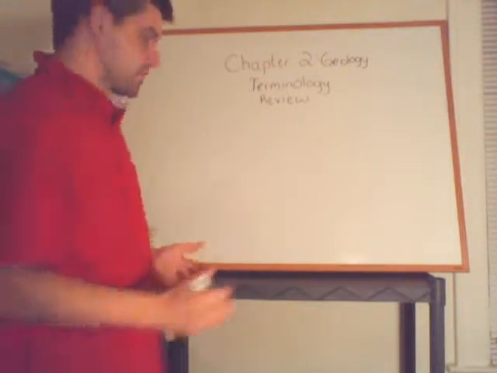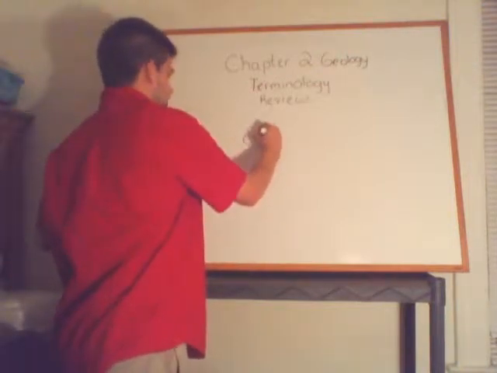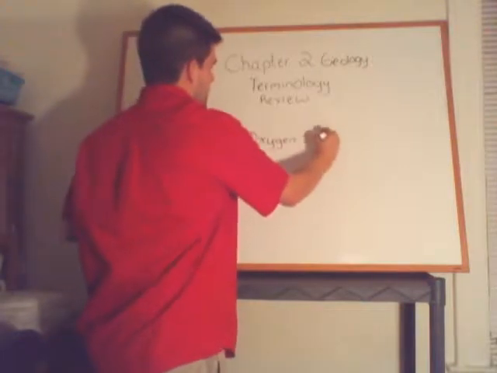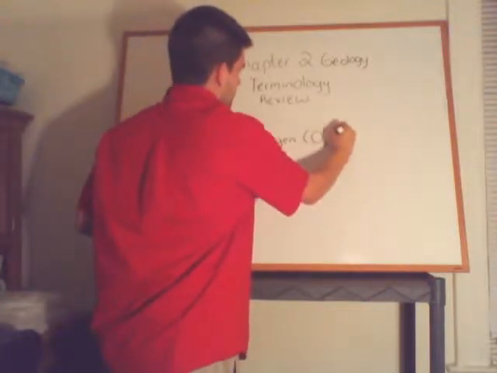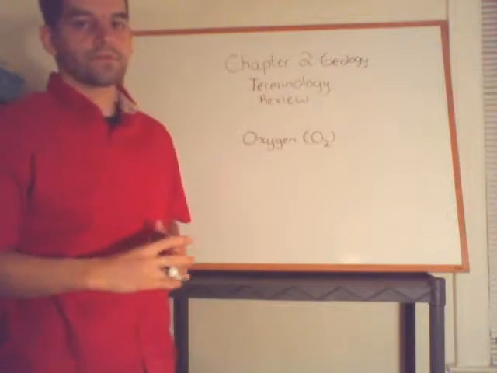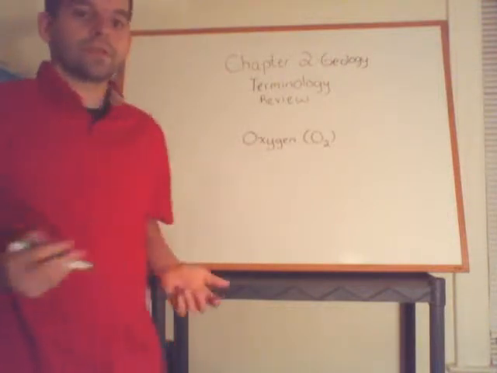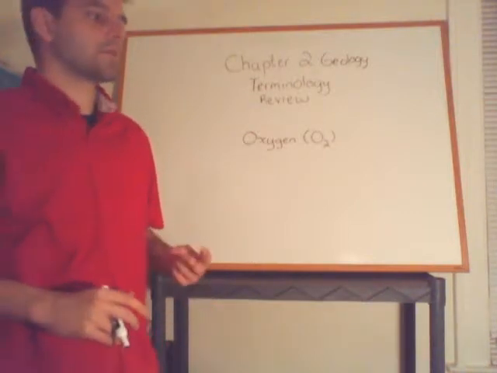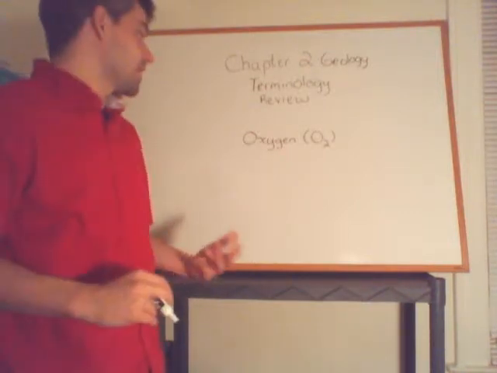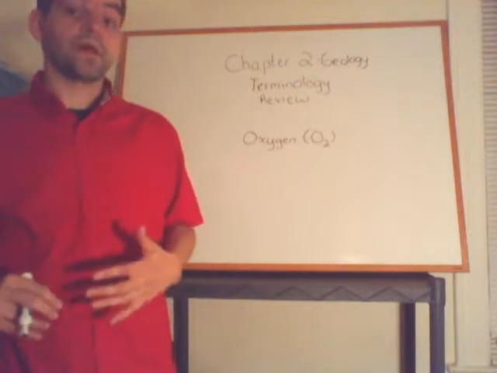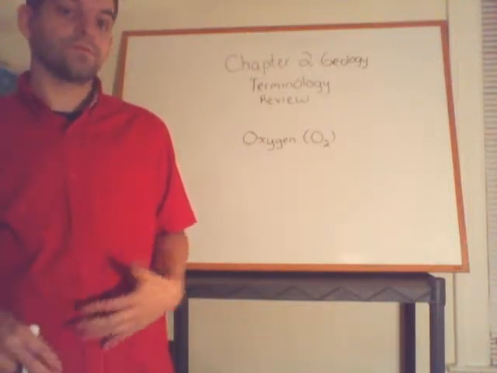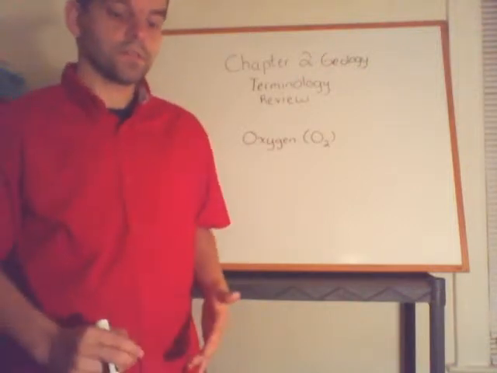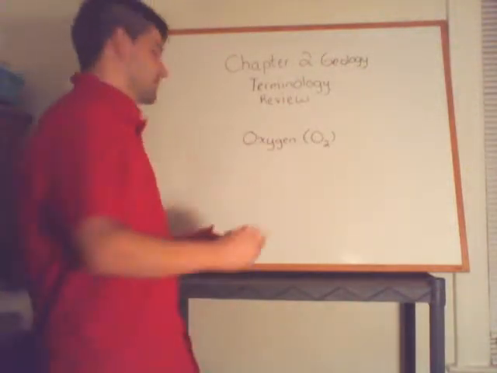So with our first definition, we have oxygen, spelled O-X-Y-G-E-N. It is abbreviated chemically as O subscript 2. And the reason it is O subscript 2 is oxygen in nature is a diatomic molecule. It is stable when two oxygen atoms are bonded together, and it is very unstable as a monatomic molecule, being just one atom by itself. Geologically speaking, oxygen is the most abundant element in the Earth's crust.